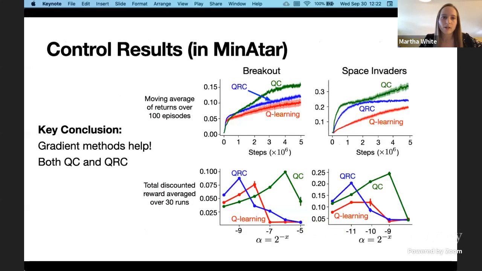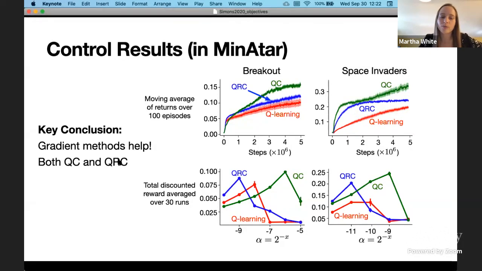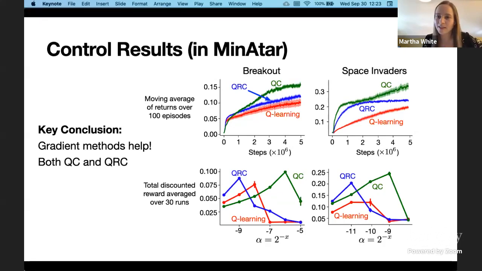And the exciting result that we found was that gradient methods actually seem to help. So both QC and QRC, where the R just means regularized corrections, are both using this network structure I just showed you here. They both outperform Q-learning, and in some cases by quite a lot. For us, this was really amazing and surprising, because one thing we often find when we run experiments is that Q-learning and TD perform pretty well, and it's pretty hard to outperform them. So this was an exciting result for us that gradient methods were actually helping.